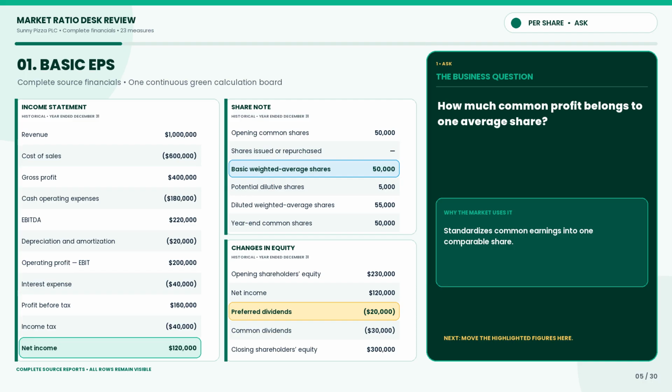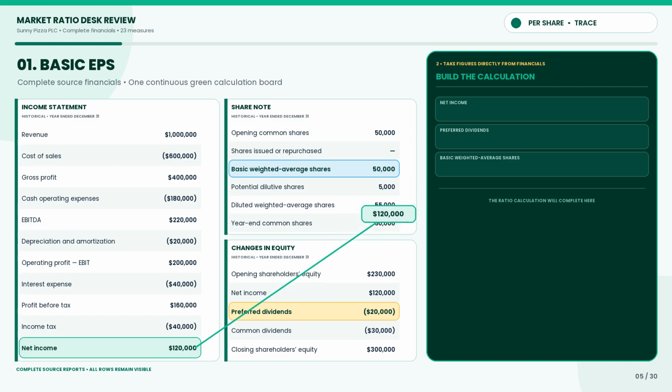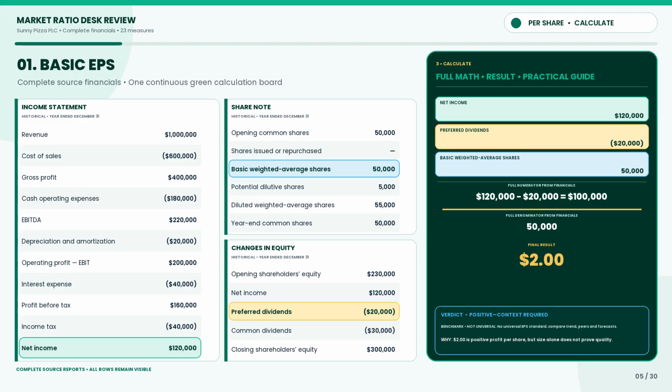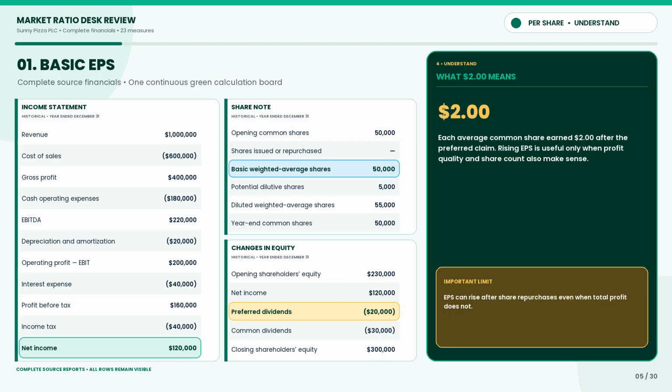How much common profit belongs to one average share? This standardizes common earnings into one comparable share. Start with net income of $120,000 from the income statement. Subtract $20,000 of preferred dividends from changes in equity. Divide the remaining $100,000 by 50,000 basic weighted average shares. Basic EPS is $2. $2 of basic EPS means Sunny Pizza earned $2 for every average common share outstanding during the year. The market uses EPS because total profit alone cannot compare companies with different numbers of shares.